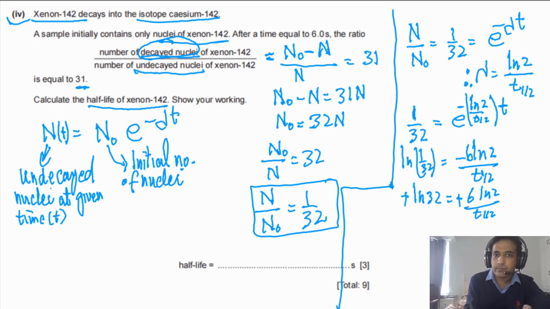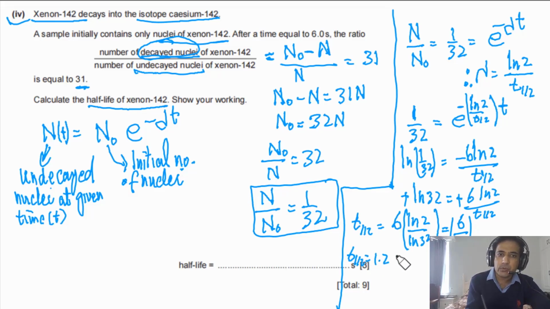Now we can write the half-life t1 by 2 as equal to 6 times ln 2 divided by ln 32. If you solve this, ln 2 over ln 32 is 1 over 5, so we get 6 times 1 over 5. The final answer, the half-life in this case, will be equal to 1.2 seconds.